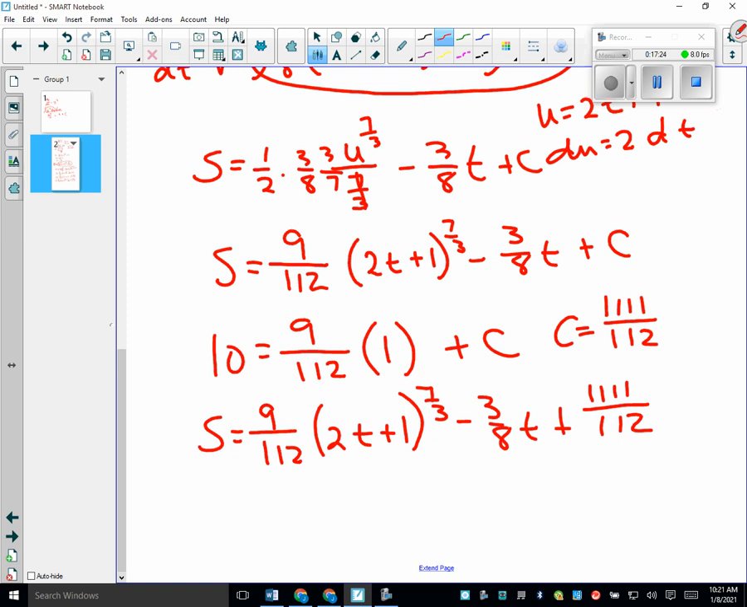Centimeters. No, centimeters. 12.605, because everything rounds to three places in AP. So what was 2.831? Centimeters per second. And this is just centimeters.